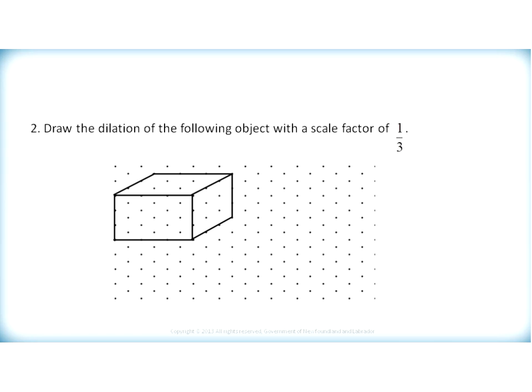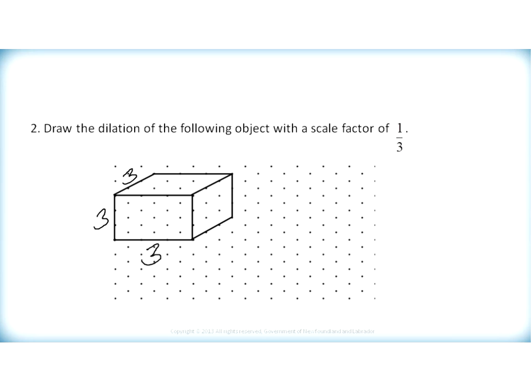Okay, this question is asking us to draw a dilation of the following object with a scale factor of 1/3. So that means that all of our pieces get multiplied by a factor of 1/3. So my side lengths right now on this object, I have 3 units up. I have 3 units across, and I have 3 units back.